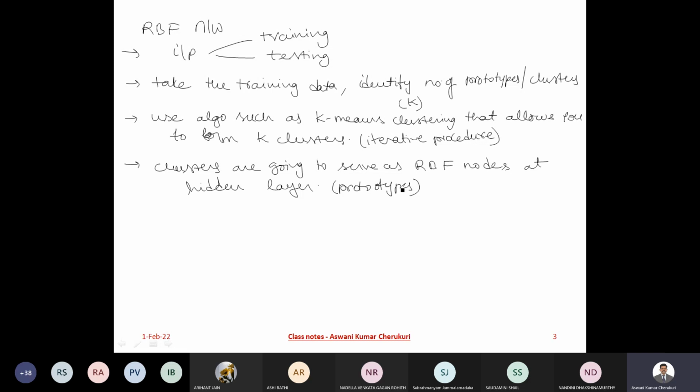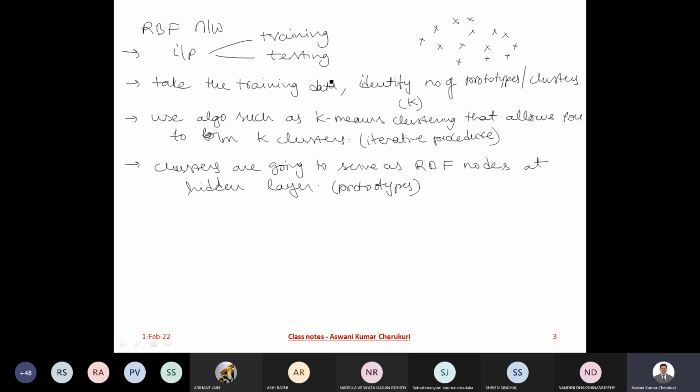Up to here, whatever we discussed, is it clear? Can you explain the K-means clustering algorithm? Okay, K-means clustering is another algorithm, which is an iterative algorithm. When you give the samples, it tries to identify the clusters and form the clusters.